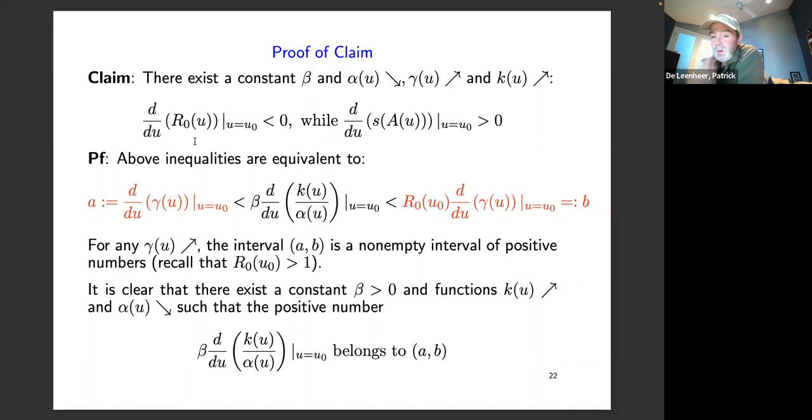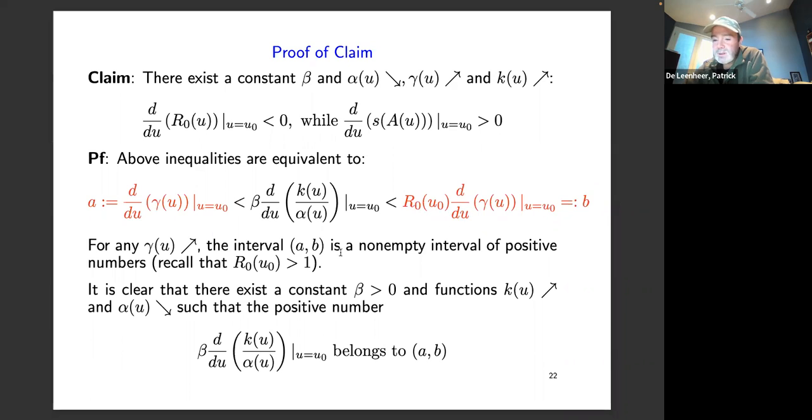First of all, we have expressions for R naught and S of A. So we can actually plug them in and take the derivatives. Those two inequalities turn out to be equivalent to this chain here. So here's beta times the derivative of that ratio. And on the left side, I have the derivative of gamma and the derivative of gamma times R naught evaluated at u naught. Okay, so I call this A and I call this B. And note that R naught of u naught was bigger than 1 to begin with. We had a disease present, right? So that means this quantity is bigger than the quantity on the right. The A is less than the quantity B here. Okay, so we have an interval.